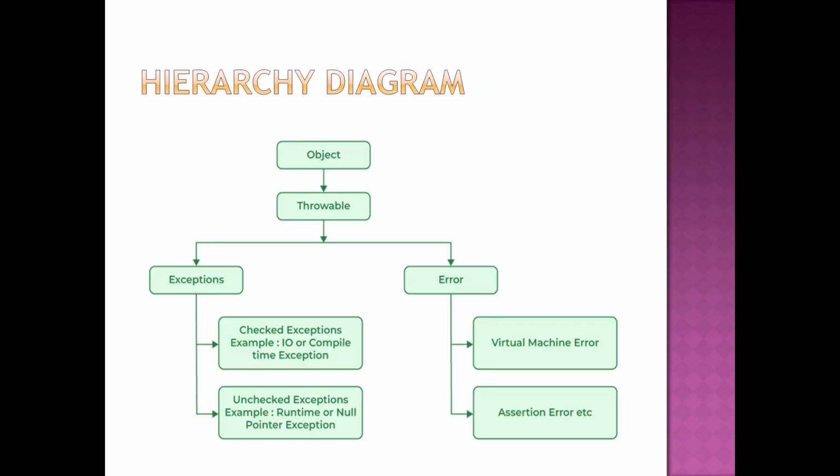The second slide is the hierarchy diagram of exception handling. Firstly, we have the Object class. After the Object class, the child class is Throwable. After Throwable, there are two subclasses: Exception and Error. In Exception, we have the checked exception, like IO or compile time exceptions. The second subclass is the unchecked exception, like runtime or null pointer exception. The second child of Throwable is Error. Error has two types: virtual machine error and assertion error. This is the hierarchy of exception handling, guys.